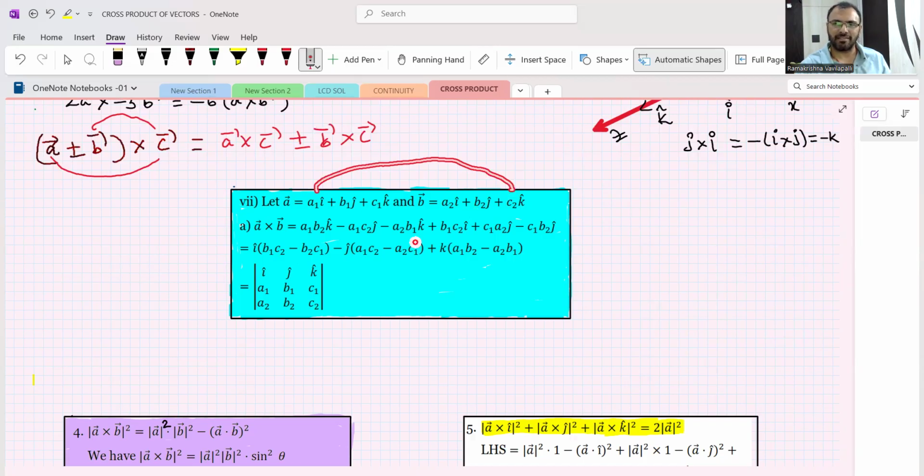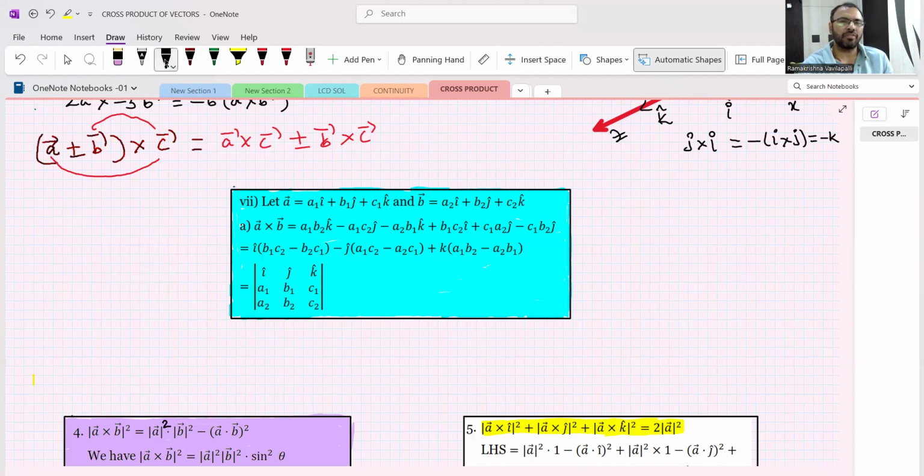So in that way, you have to write all the terms. In general, we get 9 terms, out of which 3 are 0, because i cross i is 0, j cross j is 0, k cross k is 0. And putting together, you will form a determinant.